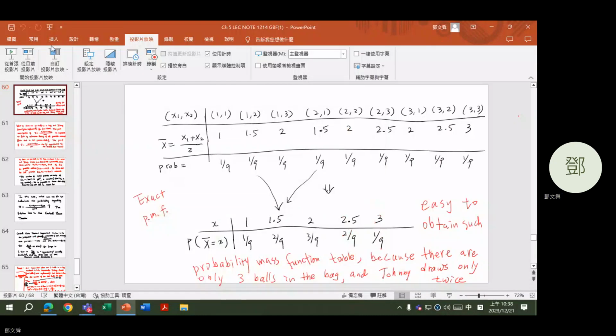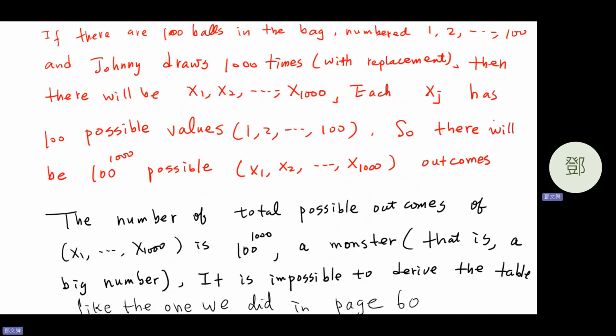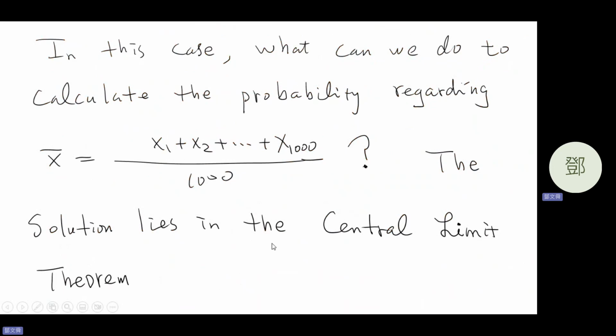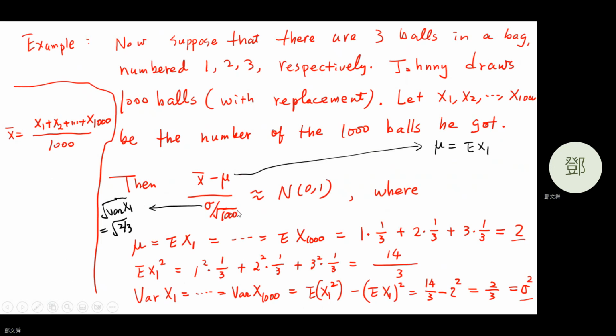Yep. So it is impossible to construct a table like this because Johnny draws more than 1,000 times, up to 1,000 times. It's impossible. So you have to use the central limit theorem. The solution lies in the central limit theorem. Okay, and you have to review the central limit theorem and review the example.